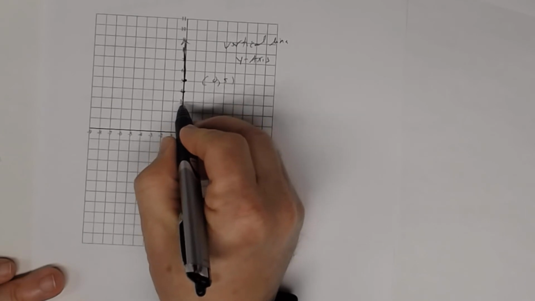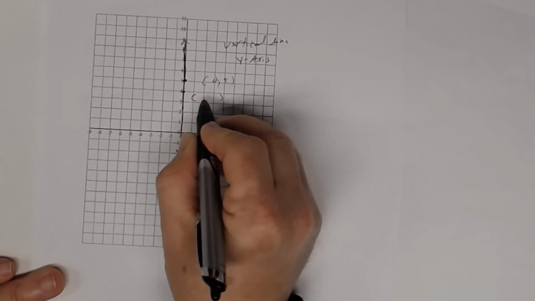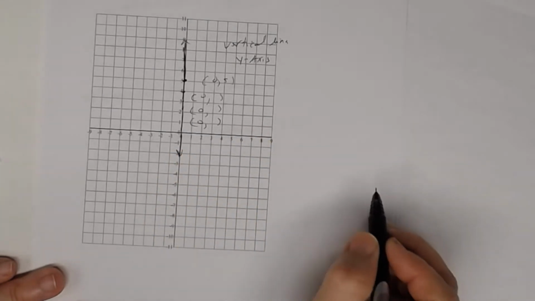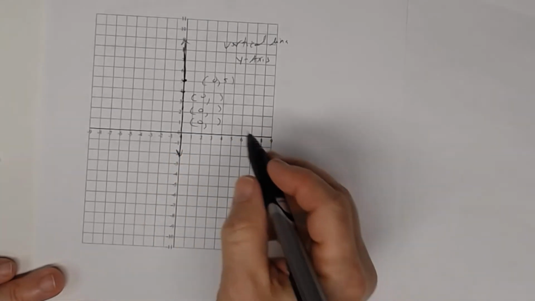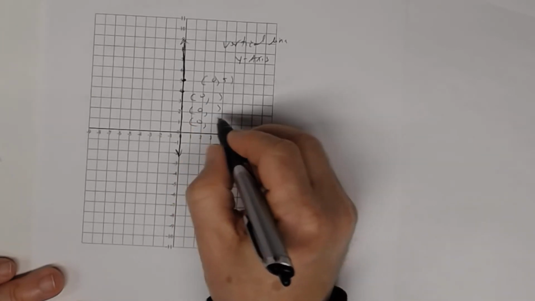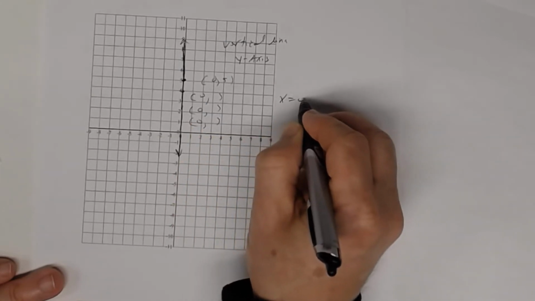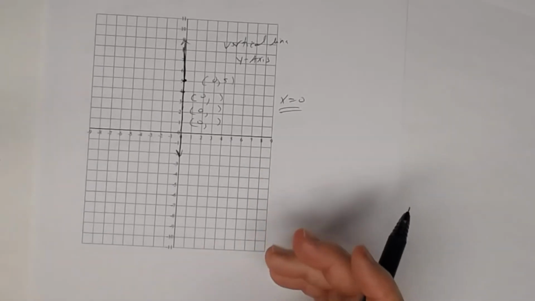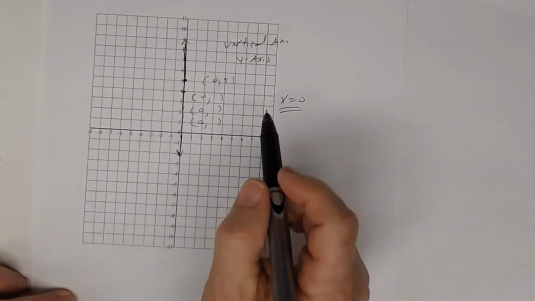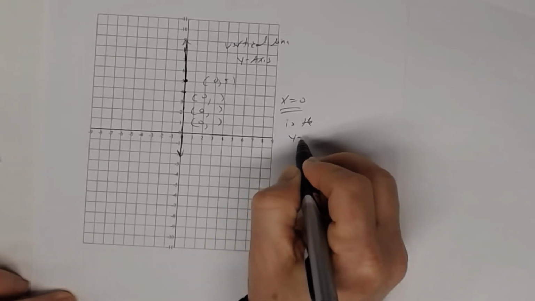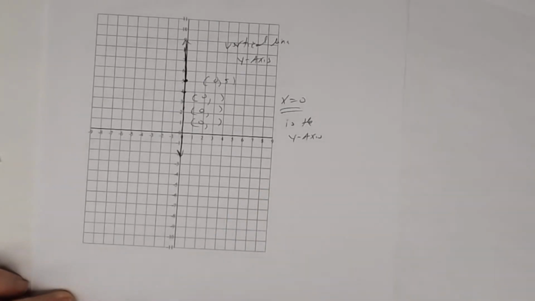Well, all of these points have what x-coordinate in common? Well, they all have 0 in common. So I can think of this, remember this is x, right? So I can think of the equation of this line as being x equals 0. All right? So x equals 0 will be the equation you want to use because it did ask for an equation.